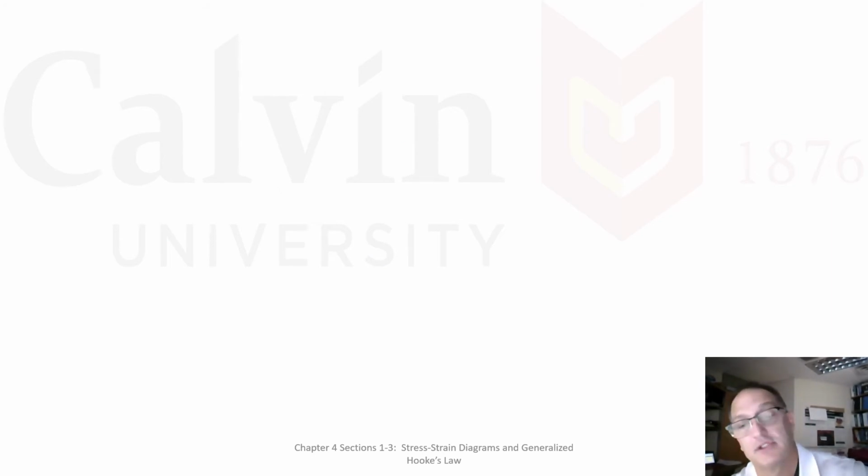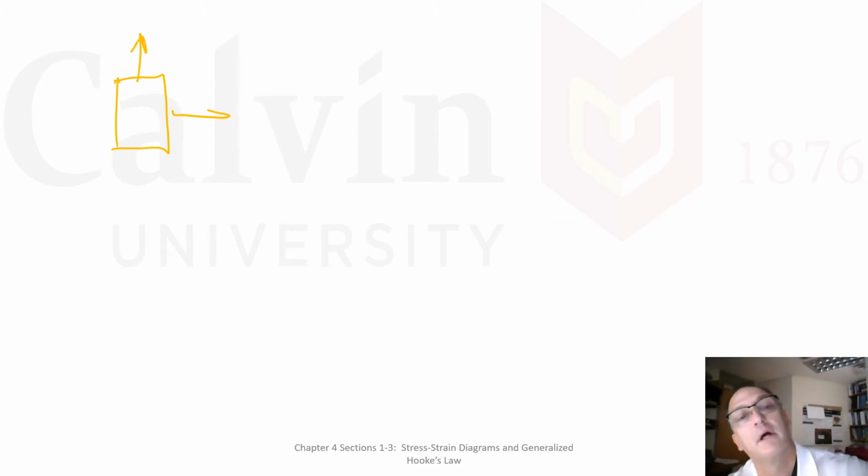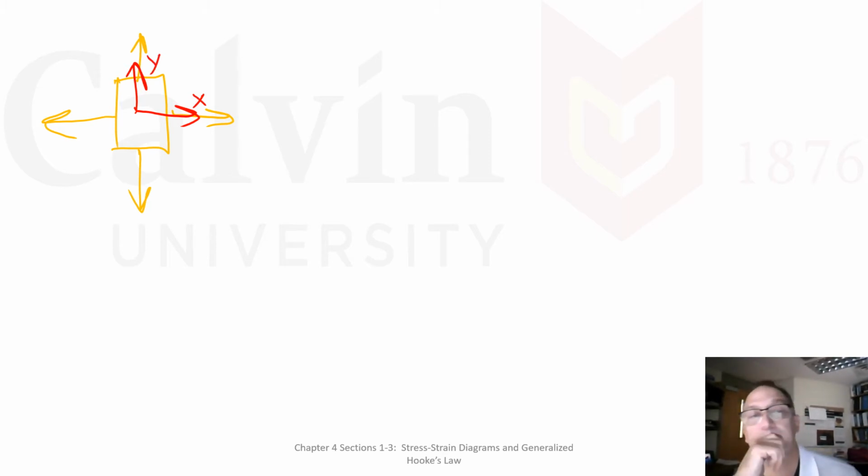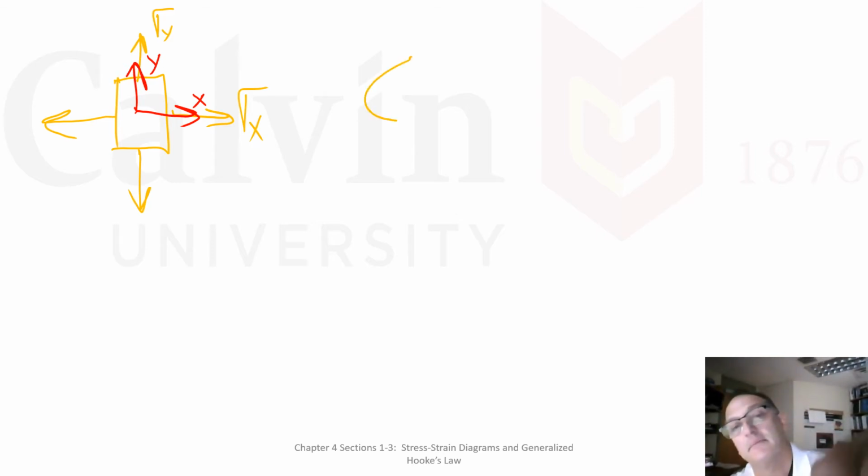In 2 dimensions, I'm going to have my block, and I'm going to pull on it here, and I'm going to pull on it here. And I'm going to change my coordinate system. I know, maybe I should have been consistent. X, Y. And then these forces, or these stresses, are going to be a stress in the X and a stress in the Y. Let's start out with my strain in the X direction.